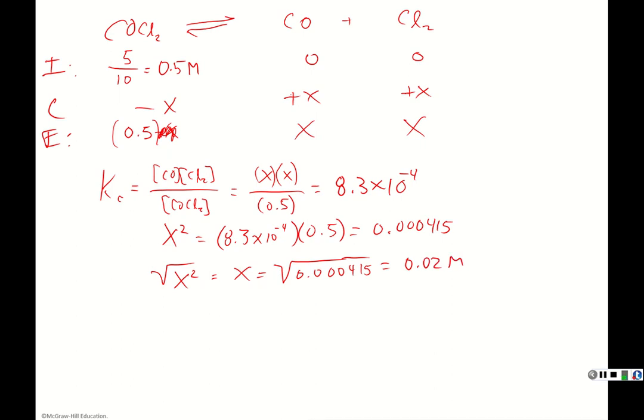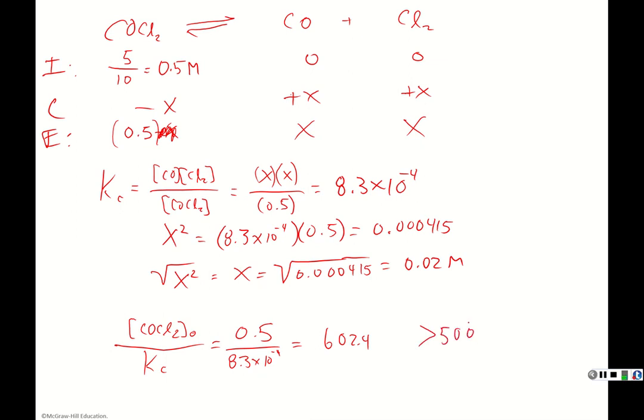Okay, was this simplifying assumption justified? And so that's when you compare the initial concentration you have of your reactant divided by your equilibrium constant. So that would be 0.5 divided by our equilibrium constant, which is 8.3 times 10 to the minus 4. Okay, when we do that, we get 602.4.